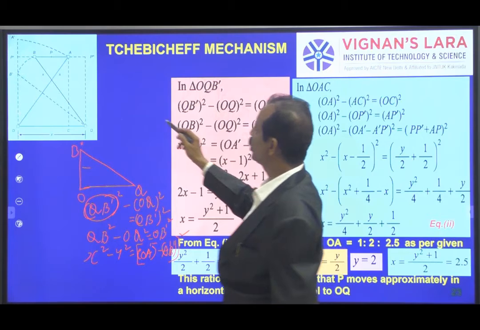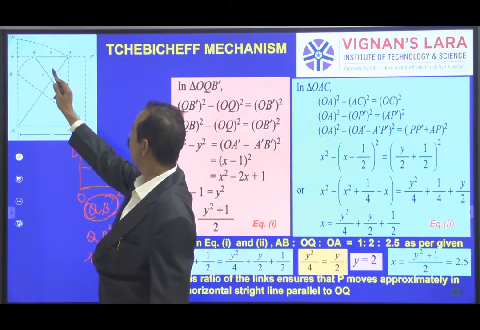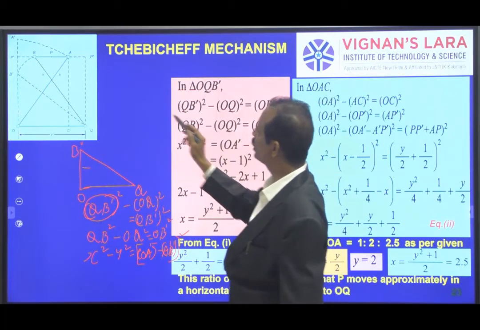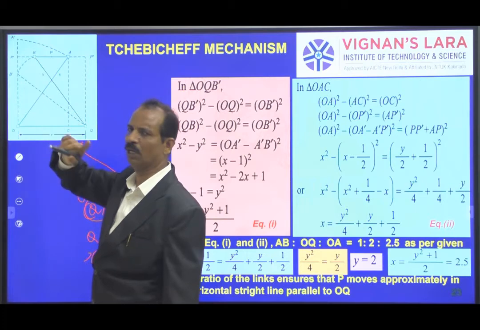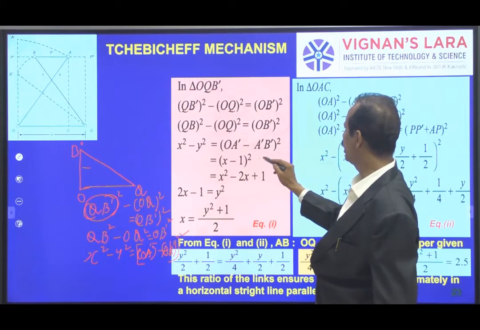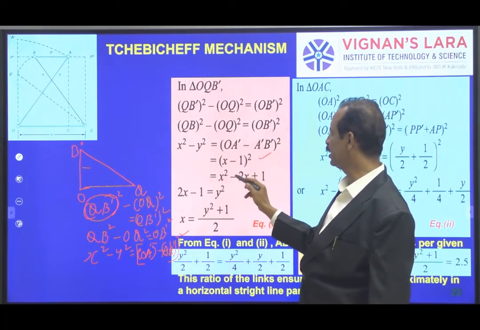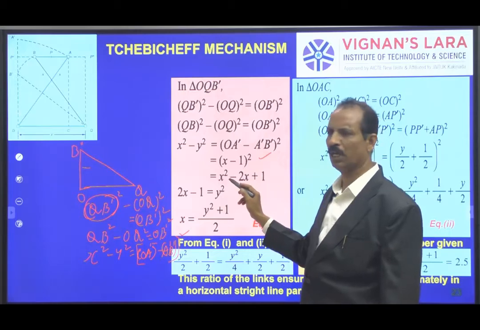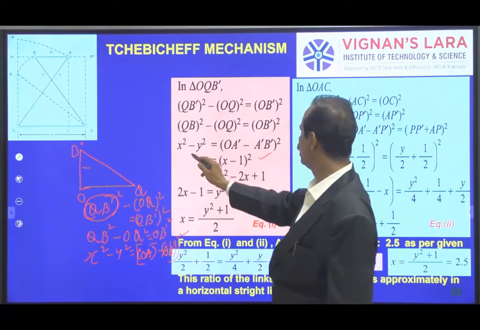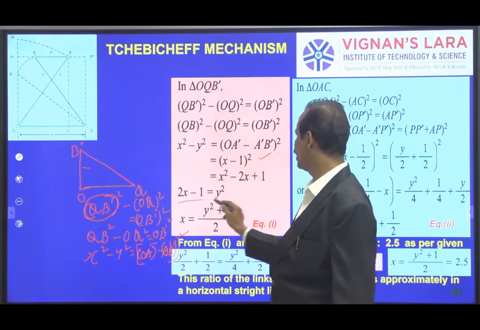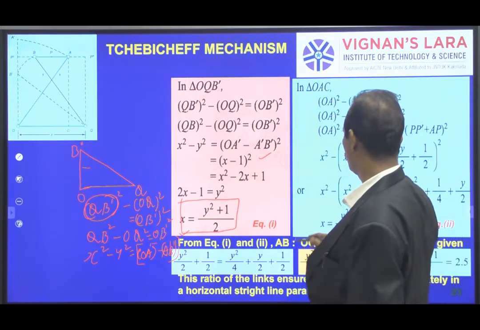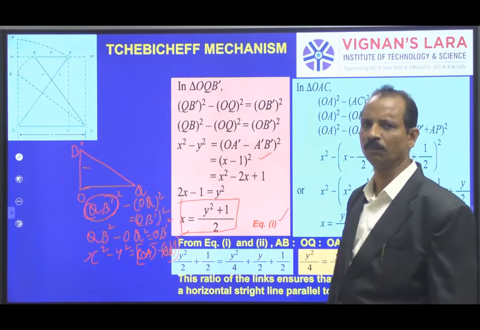So what is OA dash? We have said OA is equal to X, isn't it? So X. And we have taken AB as 1 unit, so A dash B dash is also 1 unit. So that becomes X minus 1 whole square. Expanding this, this is A minus B whole square, X square minus 2X plus 1. And here, rearranging them, X is equal to Y square plus 1 by 2. X is equal to Y square plus 1 by 2. This I call equation number 1.